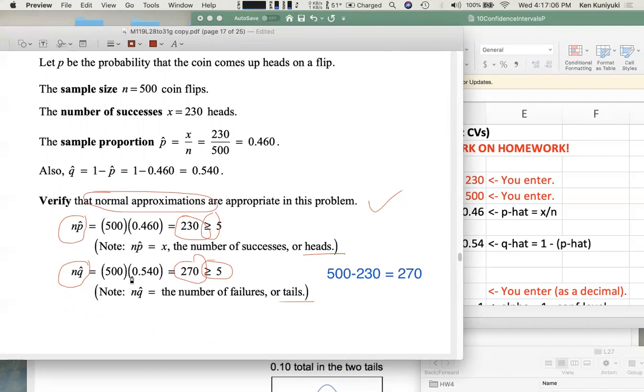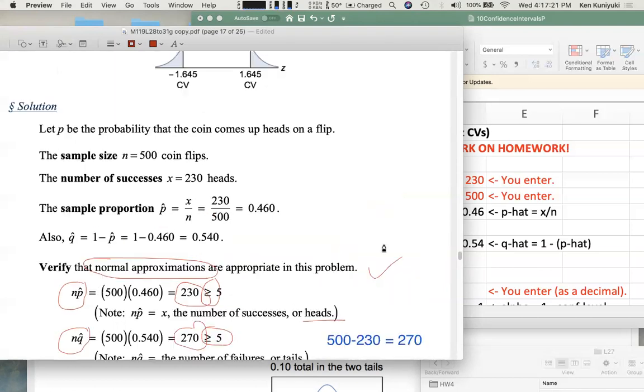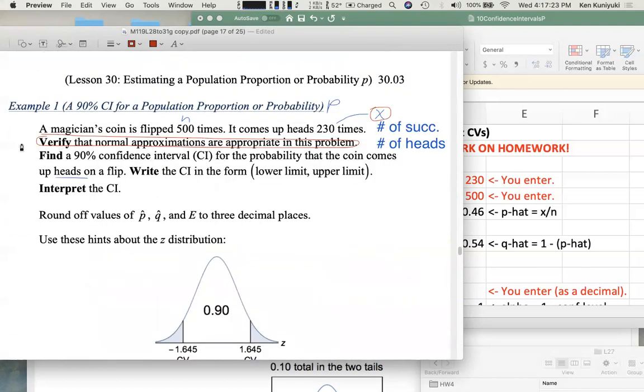I'll go over these calculations in just a moment, but right now, we can verify that normal approximations are appropriate. The number of successes or heads, in fact, is way above 5. The number of failures or tails is also way above 5. Again, I'll get to these approaches in just a moment. But this does check out, just based on these two numbers, and the fact we have 270 failures or tails.